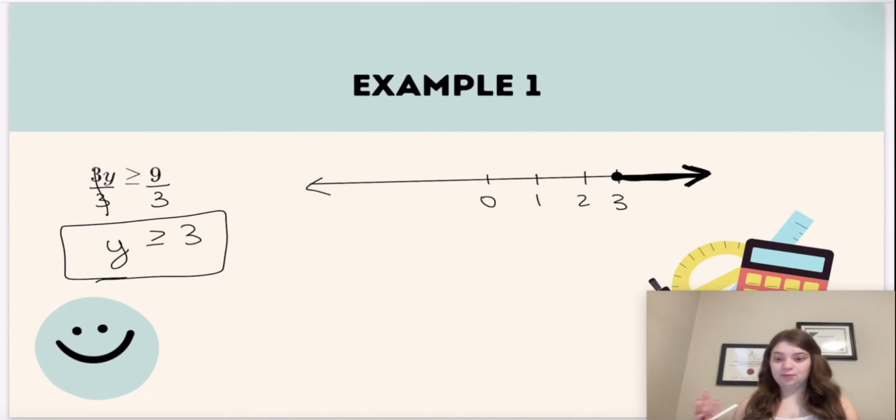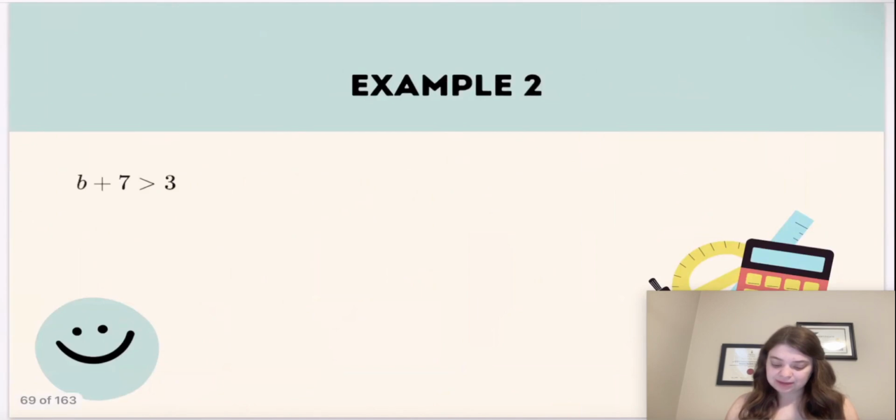All right, I still have 3 more examples, so let's get into 3 more. This next one says b plus 7 is greater than 3. So what is the opposite of adding 7 to b? Well, that would be subtracting 7. So I will be subtracting 7 from both sides. If I do that, on my left, I just get b because plus 7 minus 7 cancel each other out, right? They undo each other. And so that's why we chose to subtract 7 to undo the adding of 7.